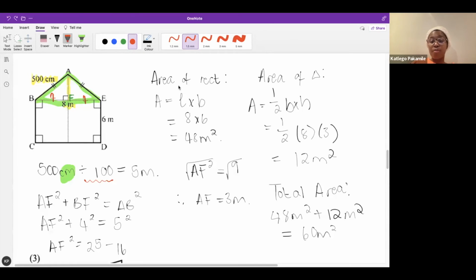We used it in a formula, really. Look carefully. So the area of a triangle is half of base times height. So half of the 8 times the 3, which was the perpendicular height. I hope that makes sense.